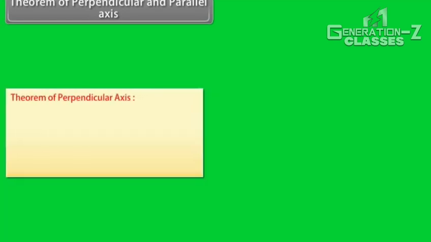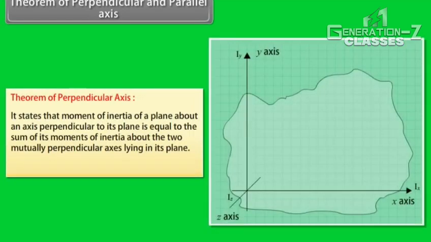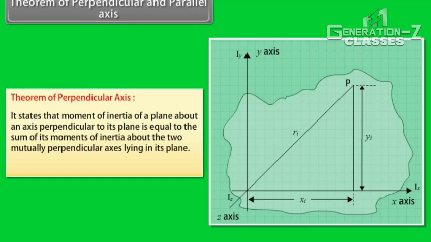Theorem of perpendicular and parallel axes. Theorem of perpendicular axis states that moment of inertia of a plane about an axis perpendicular to its plane is equal to the sum of its moments of inertia about the two mutually perpendicular axes lying in its plane. Iz = Ix + Iy.